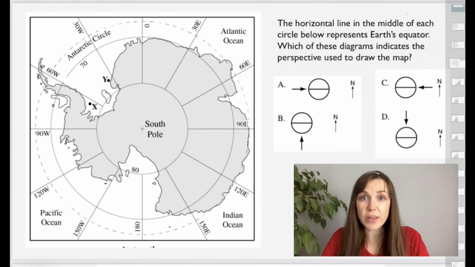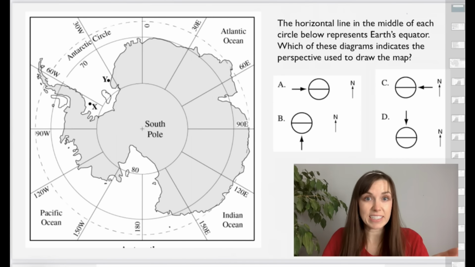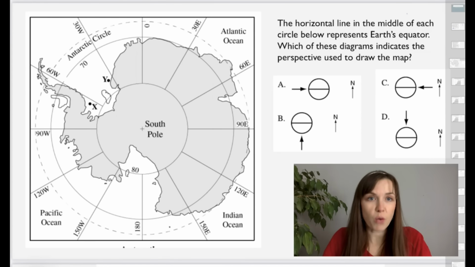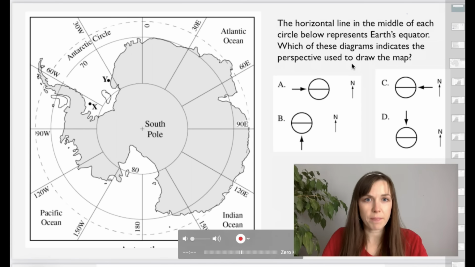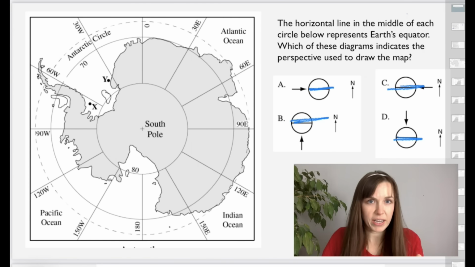All right, for this next one, looks like we've got a map of the South Pole, or Antarctica rather. So it looks like we're kind of looking at the globe from upside down. And we have the Arctic Circle, the Atlantic Ocean. It's really the entire continent here. So let's look at the question. The horizontal line in the middle of each circle below represents the Earth's equator. Okay, so looks like we've got the equators right here. It's just essentially in the middle of all of them, right?